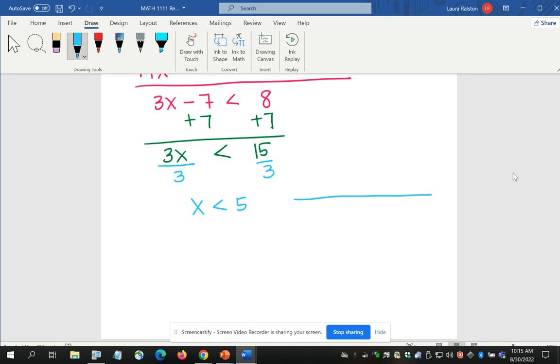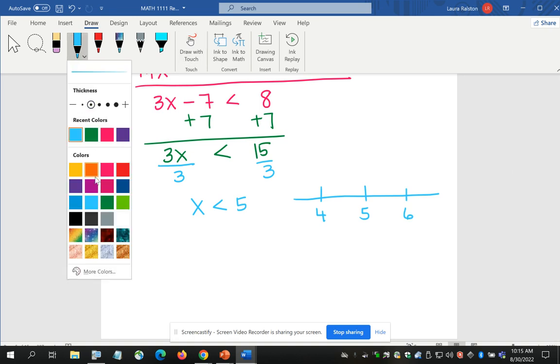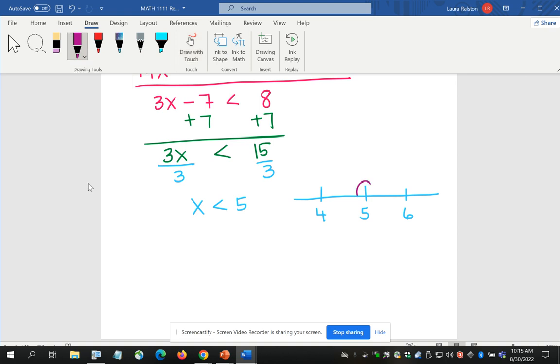So again, if I think about what that looks like on a number line, I have 5, but in this case, it's not equal to 5. I'm not able to use 5 as a solution, and then I want values that are less. So the 5 is left as an open circle on the number line, and it's to the left.